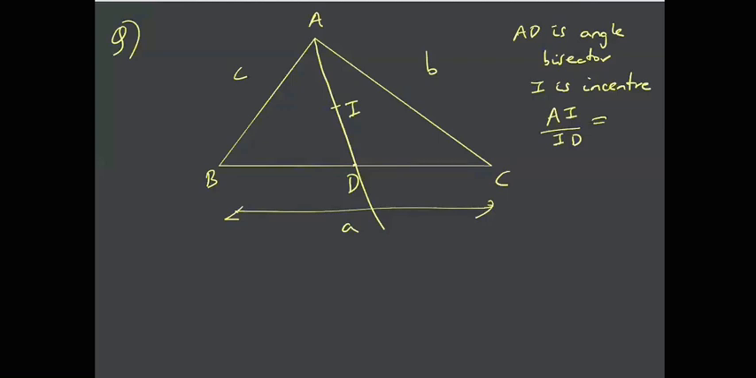Okay, so let us discuss this problem. What I'm doing is I'm joining BI. Since I is the incenter, BI should be the angle bisector, right? What is incenter? It is nothing but the point of concurrence of angle bisectors. So the angle bisector of B will pass through the incenter. So this implies that BI is the angle bisector of angle B.